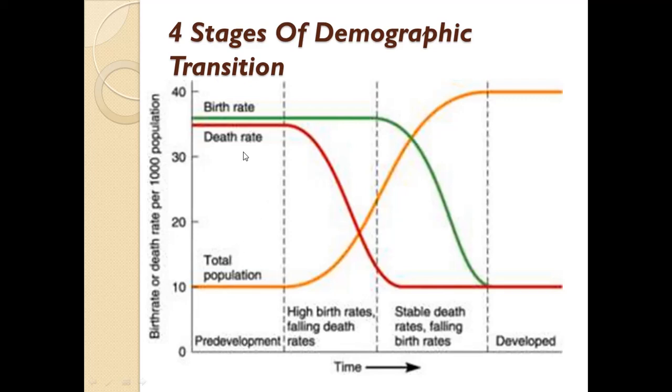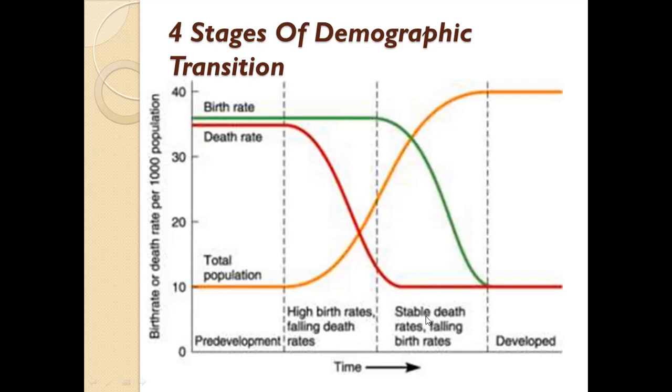So as time goes on, moving towards developing or developed societies, you have high birth rates and falling death rates, because as we keep developing, new technology comes up and scientific knowledge is advanced, and therefore better measures to control death are being implemented, and we keep having high birth rates as death rates decrease.